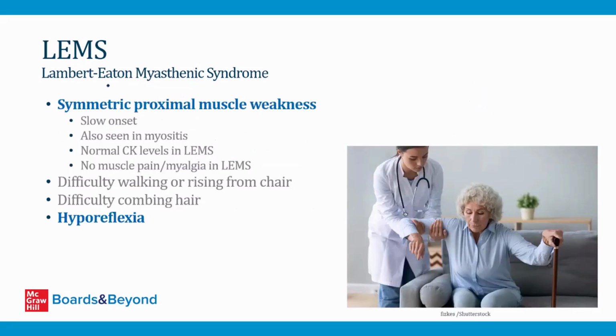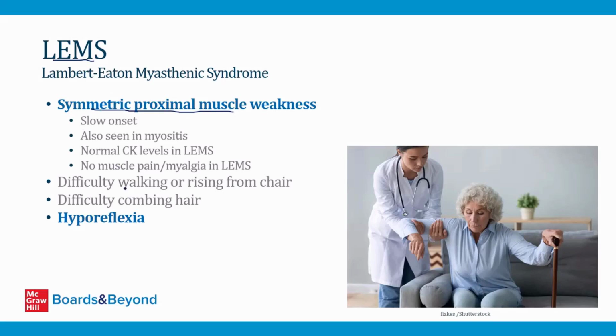Okay, so we touched on this earlier, but patients with LEMS present very differently from patients with myasthenia gravis. Patients with LEMS usually do not present with eye complaints or bulbar weakness. Instead, they present with symmetric proximal muscle weakness. This means weakness of the muscles involving the shoulders and the hips.